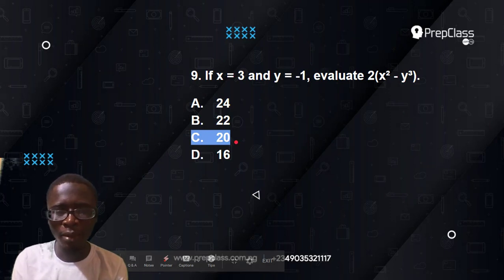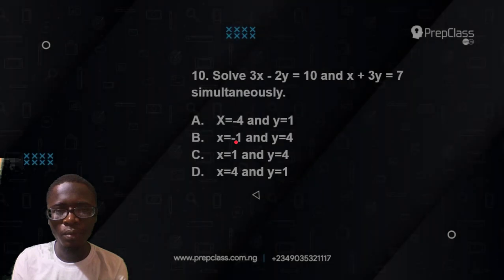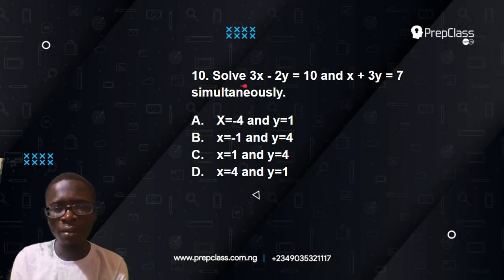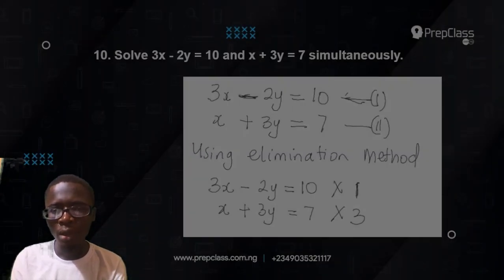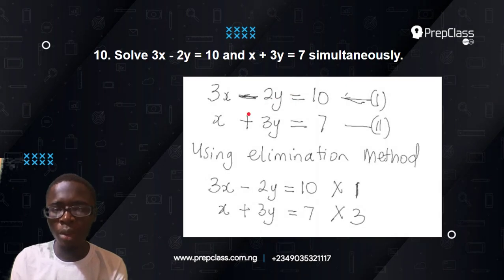Now on to the last part of the question. It says solve 3x minus 2y is equal to 10 and x plus 3y is equal to 7 simultaneously. Now in solving simultaneous equations, we can use elimination method or substitution method. Either of the ways you can pick, or you can even use a combination of the two to proceed with your work. So with this, we choose to use the elimination method, and by so doing, this is our equation 1, the first given, equation 2, the second given.